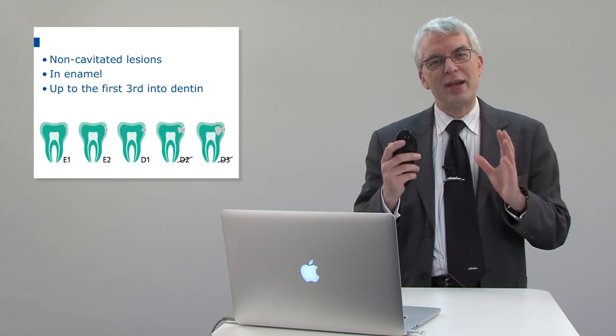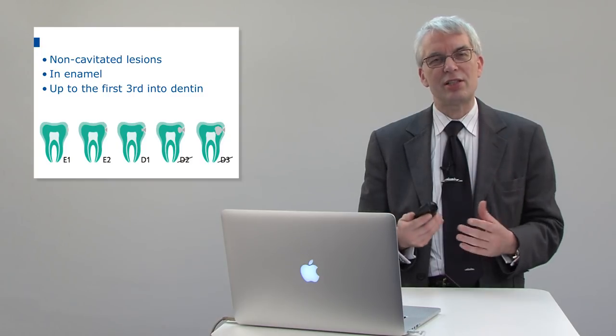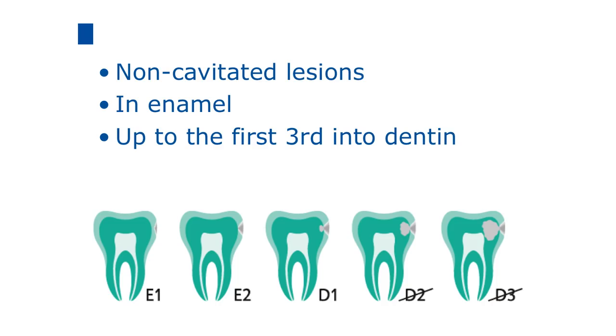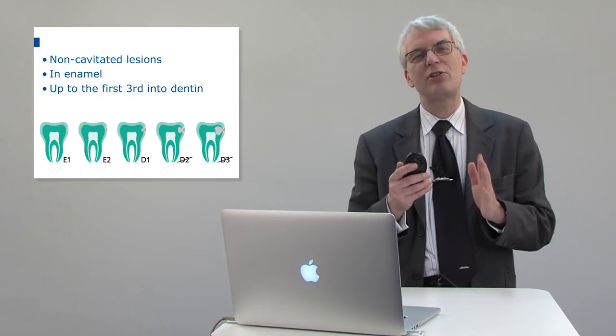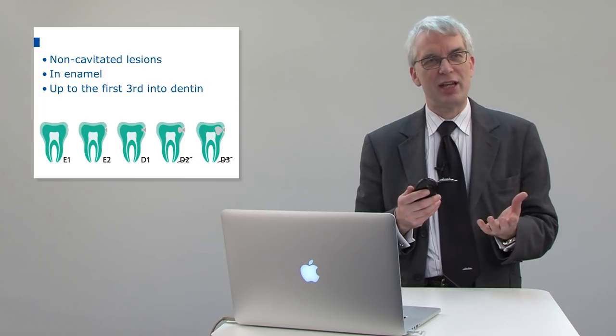So, the main indication for ICON is that you need to have non-cavitated lesions, they need to be in enamel, and they need to be created by caries. And if you can see the lesion still within the first third of dentin on your x-ray, this is an ICON case. Anything beyond that is filling therapy.